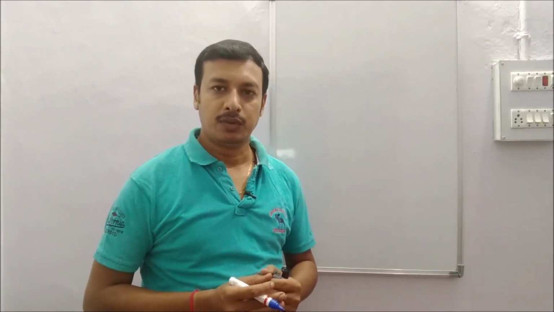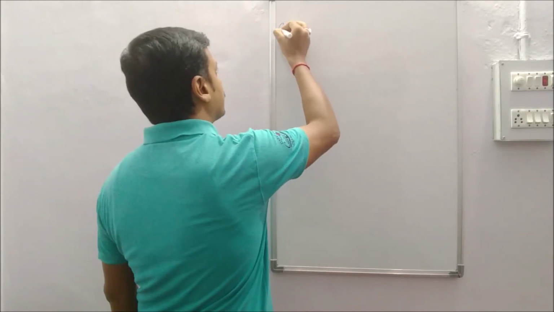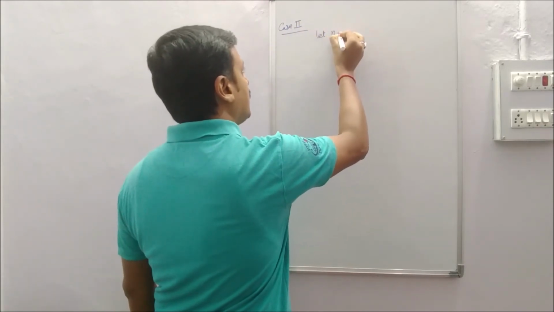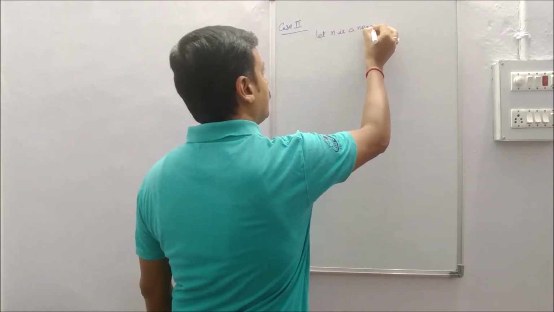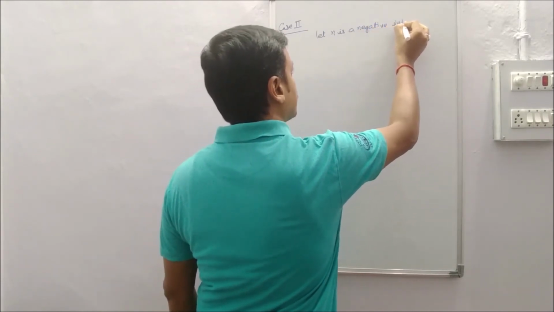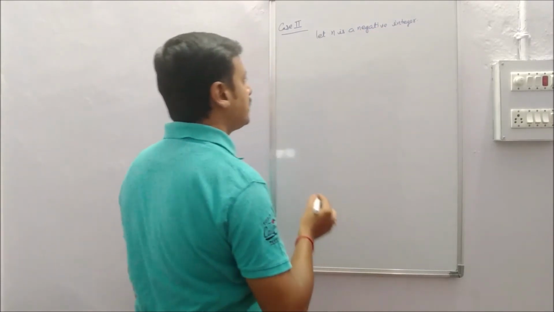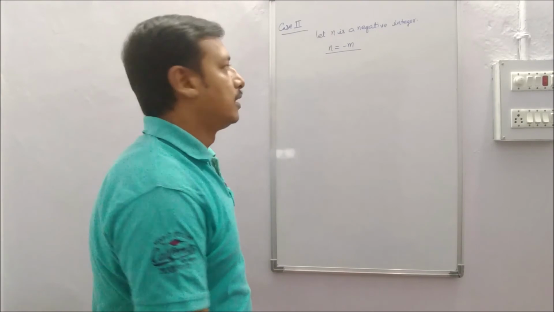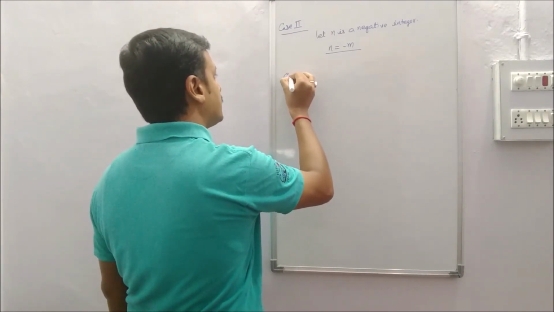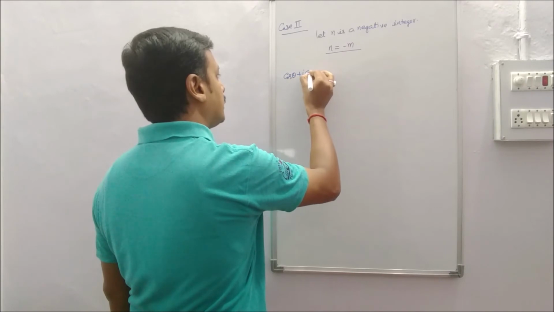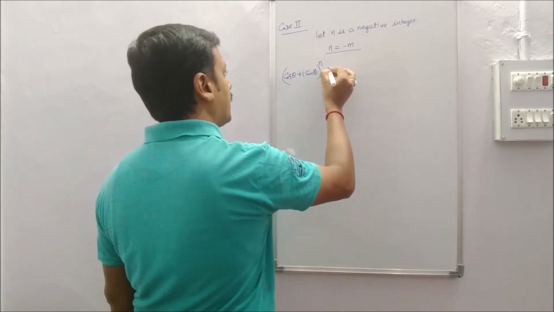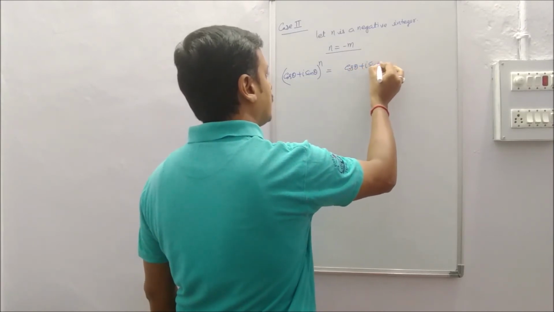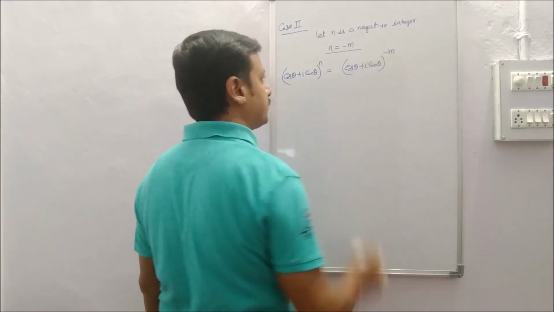So in case 2, let n be a negative integer. If n is a negative integer, then let n equal minus m. So (cos theta plus i sin theta) to the power n is equal to (cos theta plus i sin theta) to the power minus m.